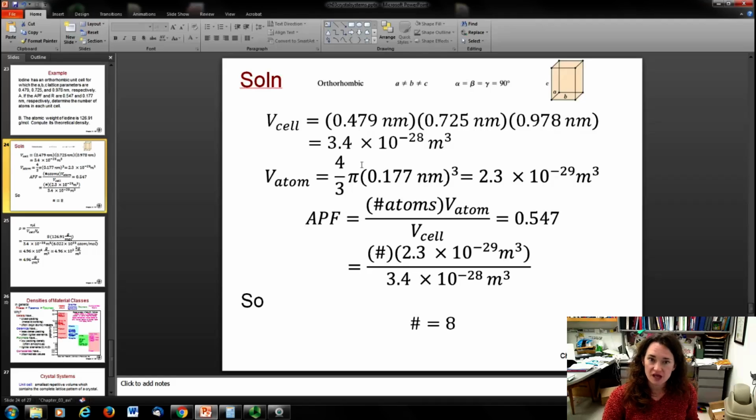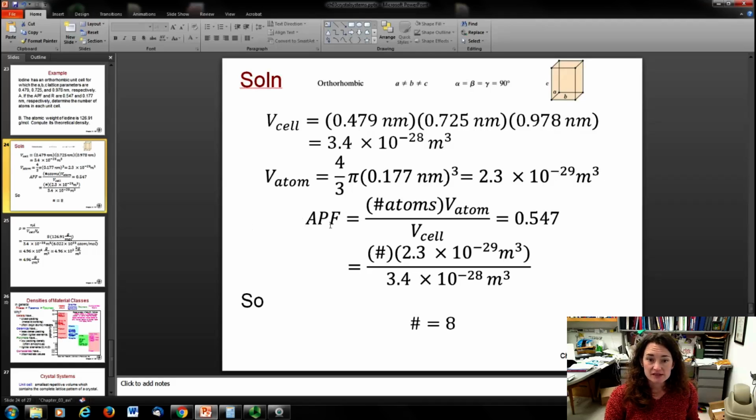Then the volume of the cell is 3.4 times 10 to the minus 28 cubic meters. The volume of a single atom: it gave you the radius of the atom as 0.177, so we're going to use 4/3 pi r cubed as the volume of a sphere for the volume of our atom as an approximation to that. And when we do that, we get 2.3 times 10 to the minus 29 cubic meters.